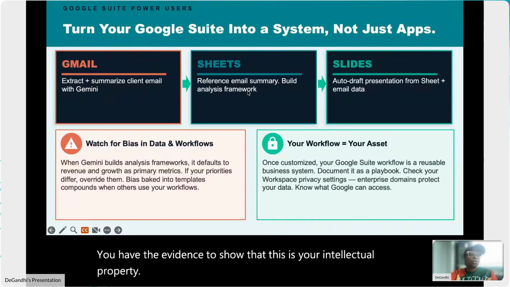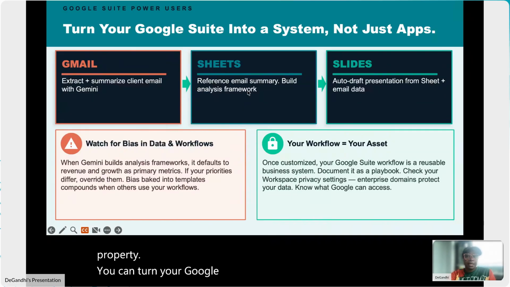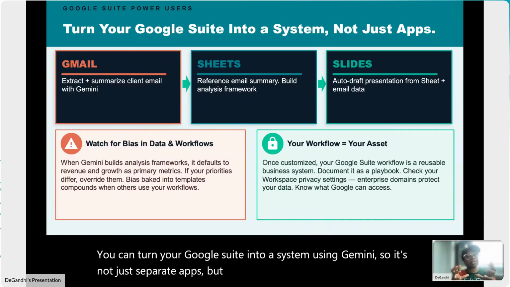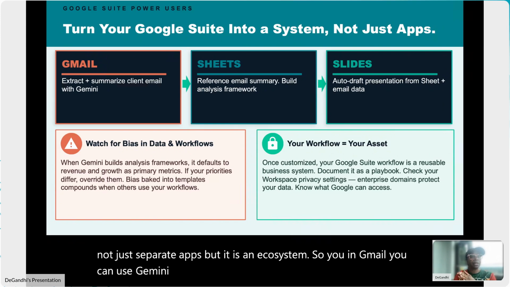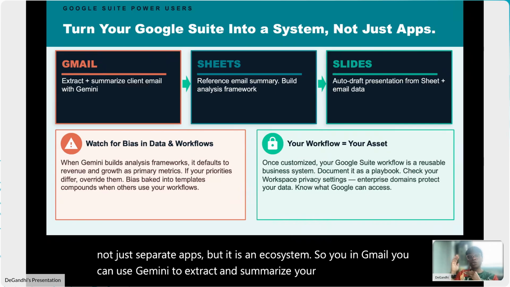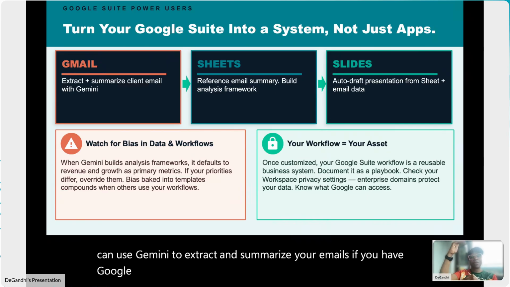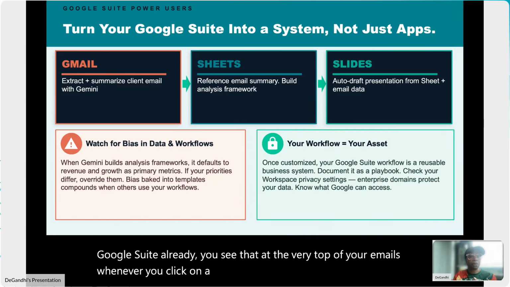You can turn your Google Suite into a system using Gemini. So it's not just separate apps, but it is an ecosystem. In Gmail, you can use Gemini to extract and summarize your emails. If you have Google Suite already, you see that at the very top of your emails. Whenever you click on a particular one, this already happens automatically.